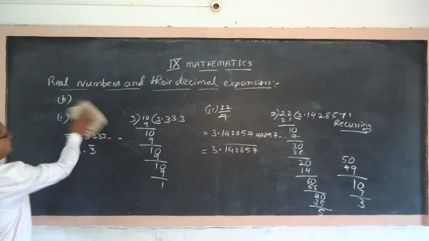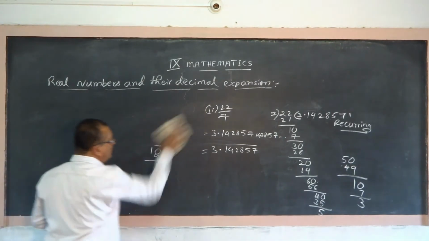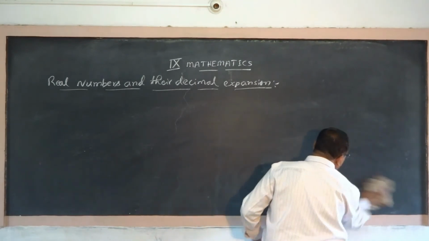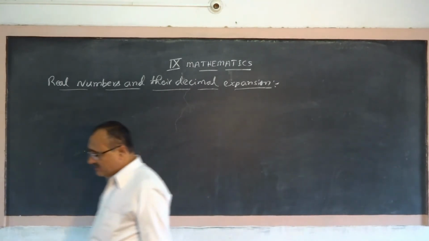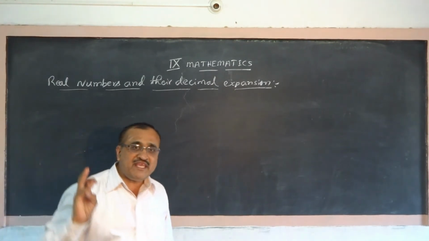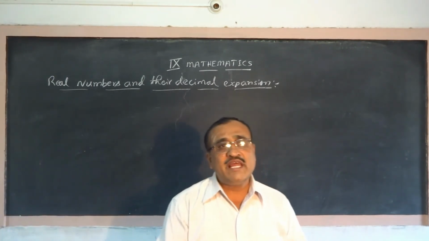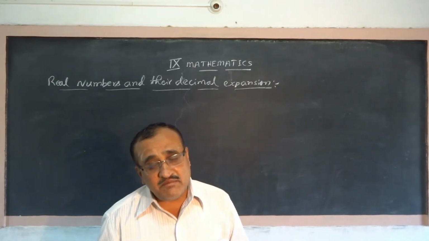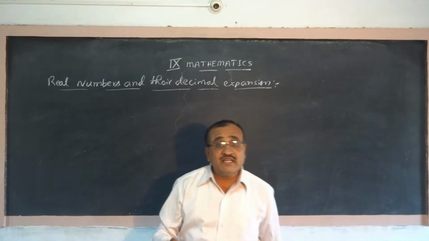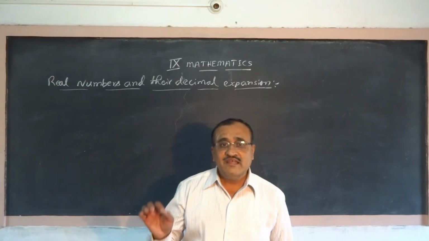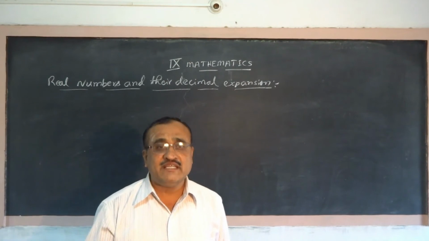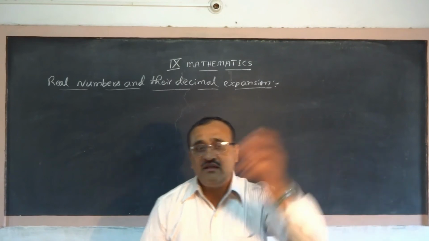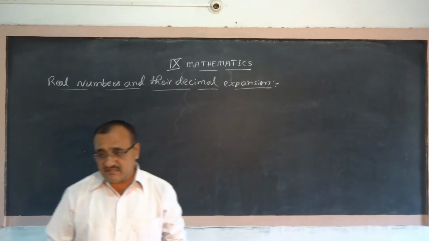Now take case 3. What is that case 3? Let us take some real numbers, say irrational ones. These two cases, A and B, are rational numbers. The rational numbers are either terminating decimal or non-terminating recurring decimal. Is it right?